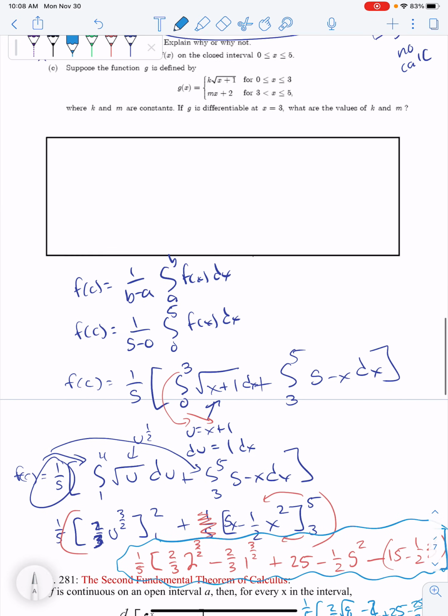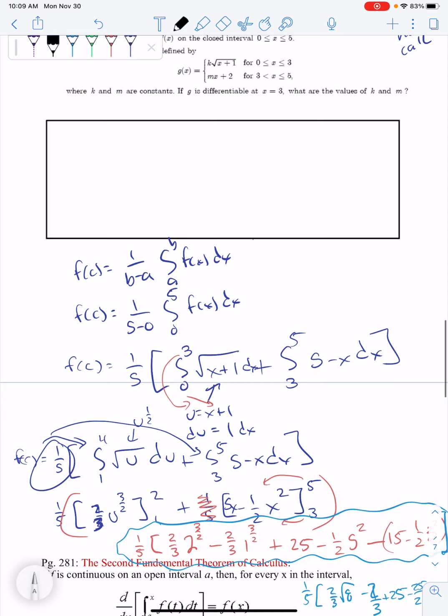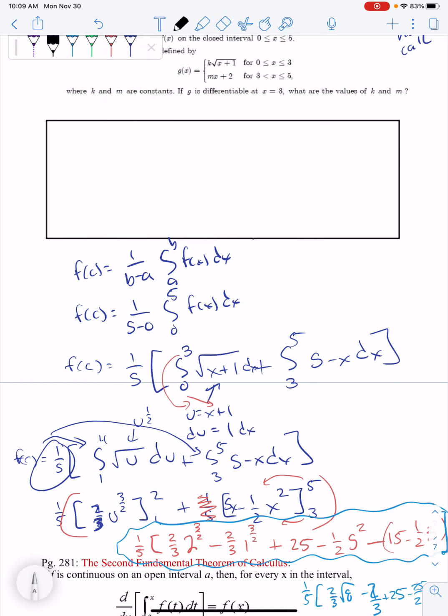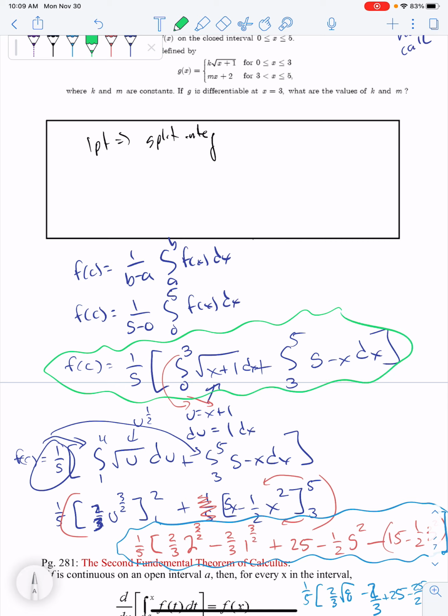Okay. In fact, if you look at the answer key, which is buried underneath this box that I can't move, it says that you get 1 point for splitting the integral. So right here, where did we split our integral? Right here, you would have gotten a point for that part. You get 1 point for finding the integral of square root of x plus 1. You get 1 point for finding the integral of 5 minus x. And you get 1 point for the answer.